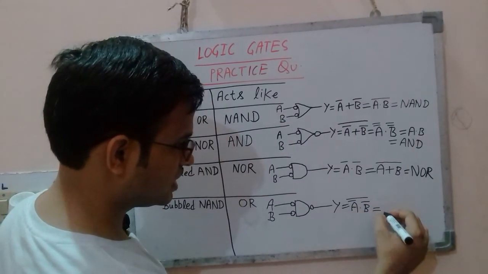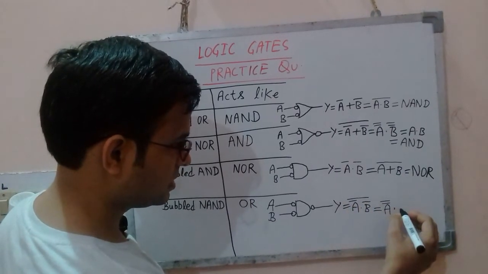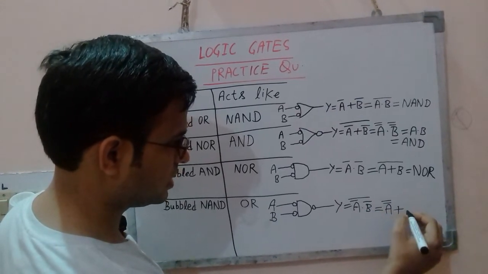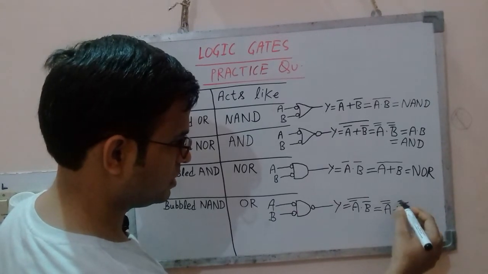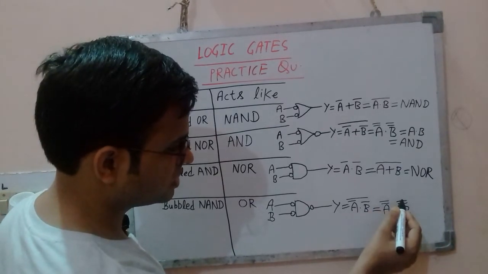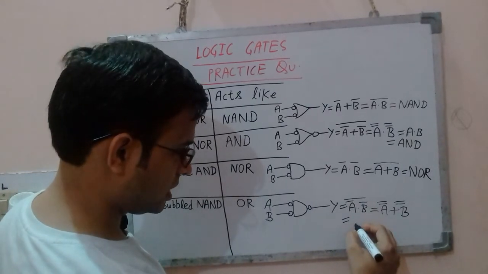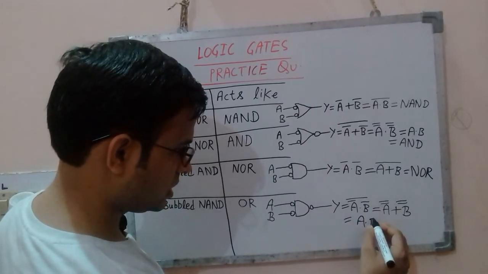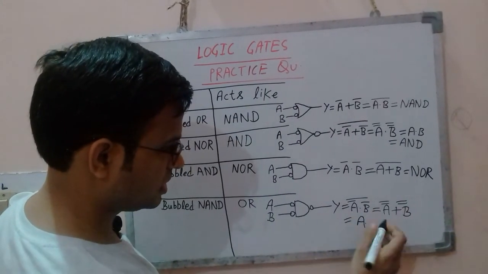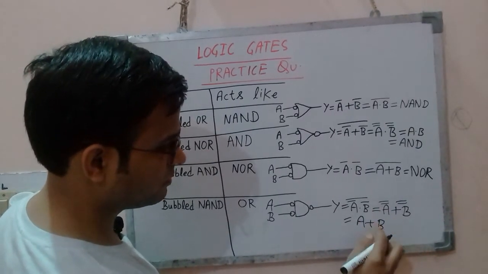So when you break this upper bar, the dot gets converted into a plus, so you get A plus, and here you will get B bar, double bar. So this bar gets cancelled with this bar. Finally you are left with A plus B, right? A plus B. Tell me, A plus B, it is the output of which gate?